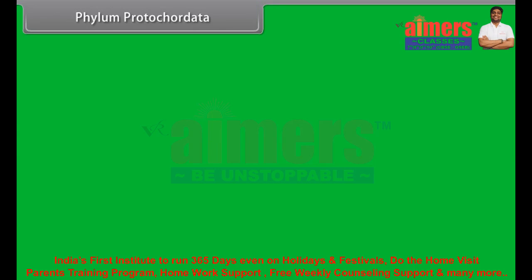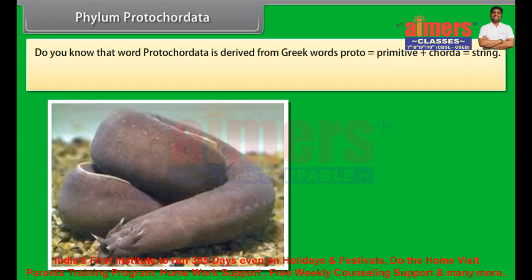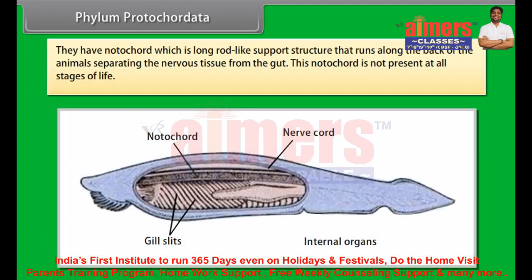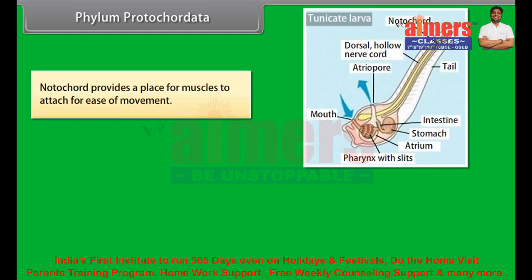Phylum Protochordata. Do you know that the word protochordata is derived from Greek words proto, which is primitive, plus chorda, which is string. The animals are bilaterally symmetrical, triploblastic and have coelom. They have notochord, which is a long rod-like support structure that runs along the back of the animals, separating the nervous tissue from the gut. This notochord is not present at all stages of life. Notochord provides a place for muscles to attach for ease of movement.